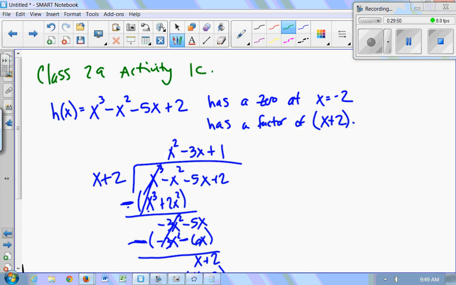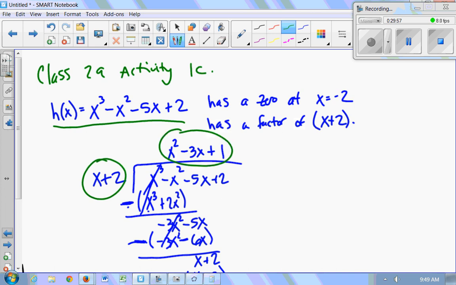Okay, so I now know that h of x, this function, factors to this times this. So h of x, which is this cubic polynomial right here, I now know factors to x plus 2 times x squared minus 3x plus 1. So now what do I do to find my other two zeros? I know one of them's at -2. Quadratic formula. Use the quadratic formula on the x squared minus 3x plus 1.